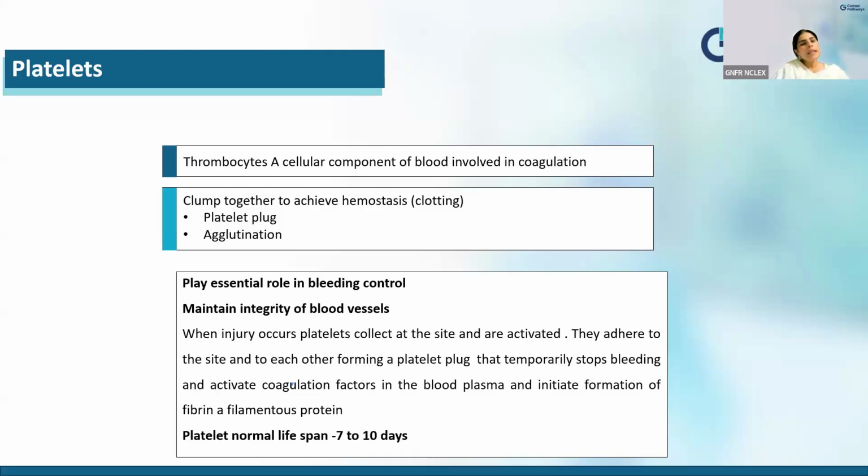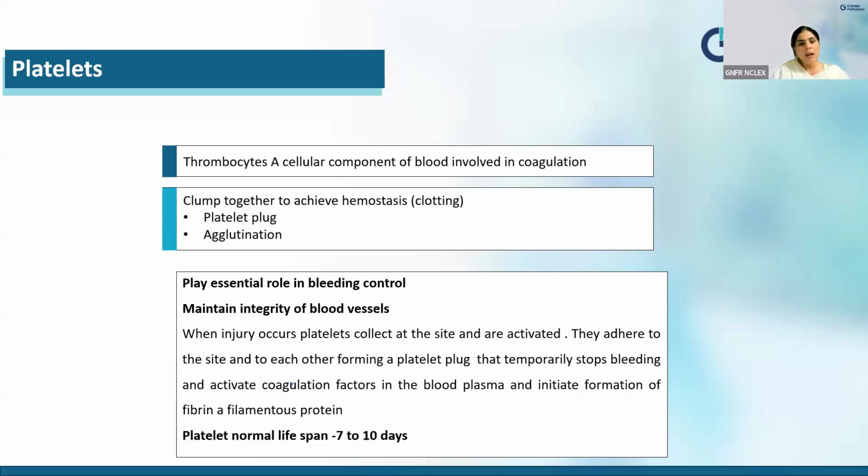So they play an essential role in bleeding control and maintain the integrity of blood vessels. Okay. When injury occurs, platelets collect at the site and are activated, right? They are explaining here how it works. These thrombocytes play a very essential role in controlling the bleeding and maintaining the integrity of blood vessels.